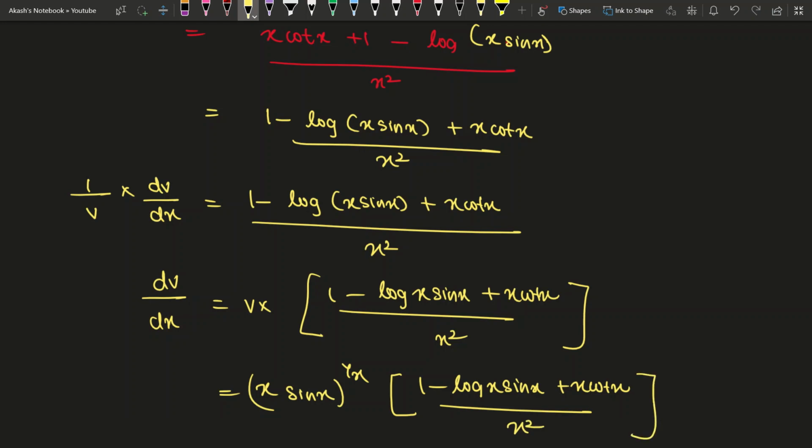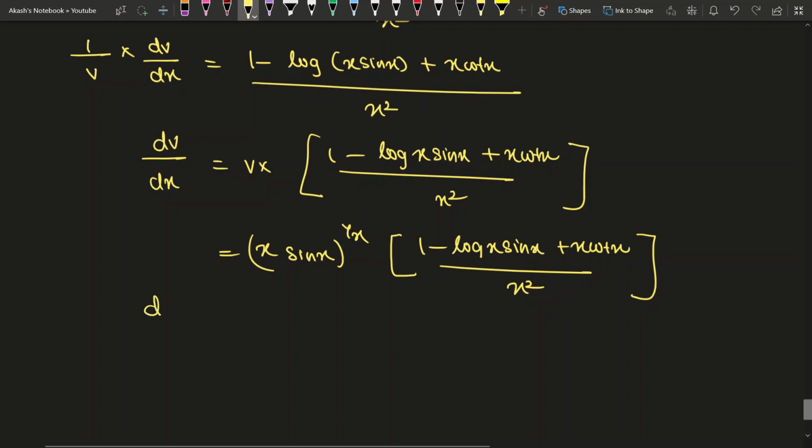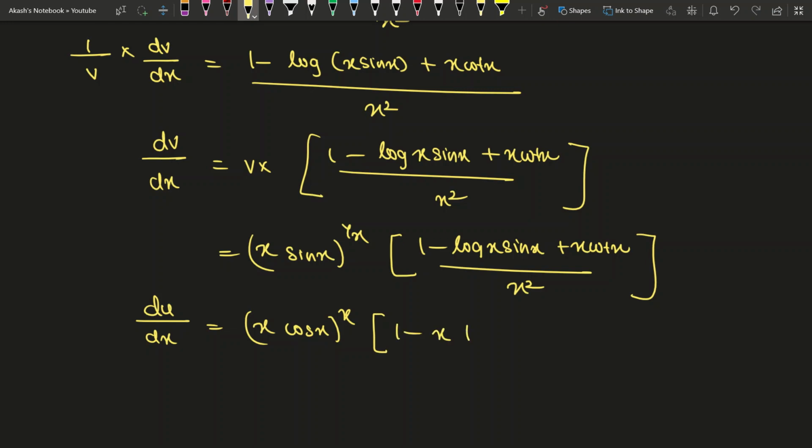So we got dv by dx. We already calculated du by dx. What was du by dx? du by dx was equal to (x cos x) whole raised to x into (1 minus x tan x plus logarithm of x cos x). Oh, there is a bracket. Please give the bracket: logarithm of x sin x, because x sin x is the function of logarithm, not sin x alone as an individual function. So we should give the bracket. We should not miss it.